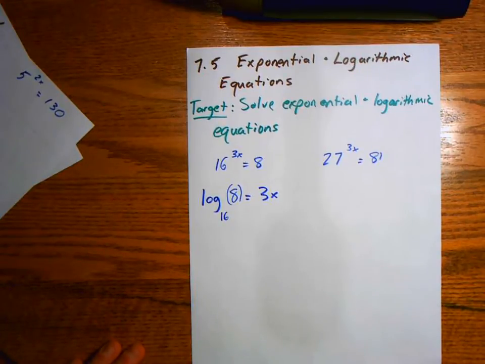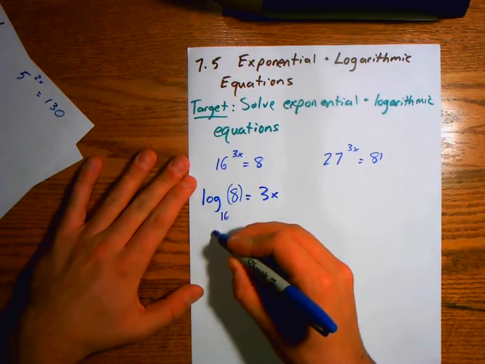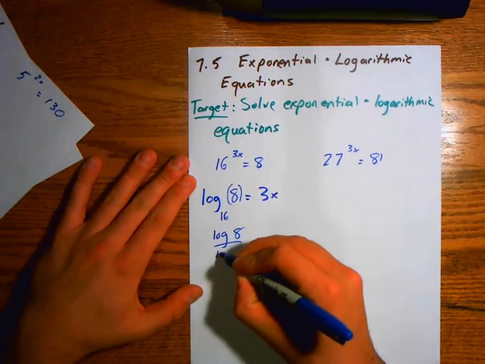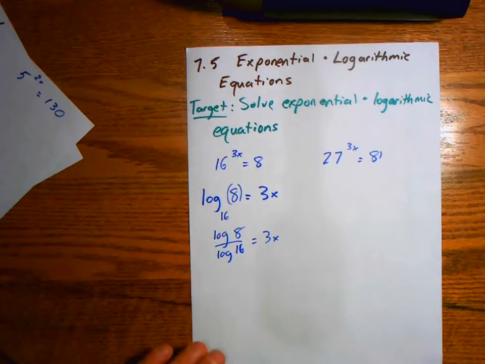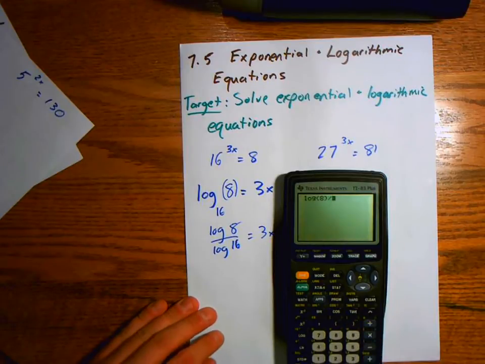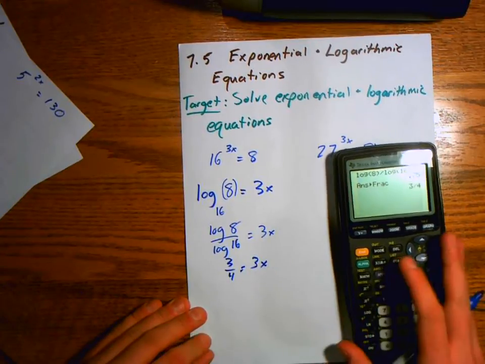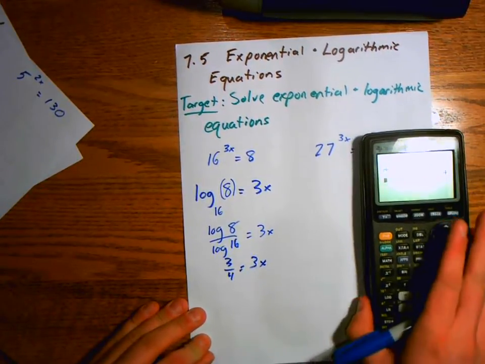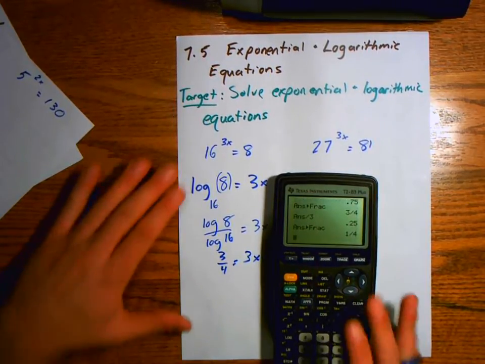So now, by change of base formula, we take the log of 8 divided by the log of 16 in order to calculate it in the calculators, and it's equal to 3x. Log of 8 divided by log of 16 is going to give us the fraction 3 over 4, which is equal to 3x. And then getting our x by itself, dividing this by 3, as a fraction it is 1 over 4.